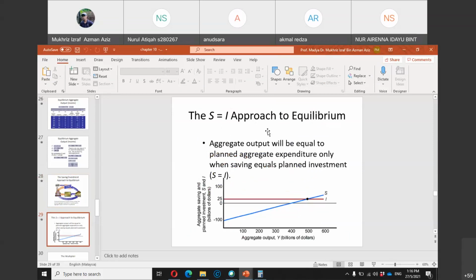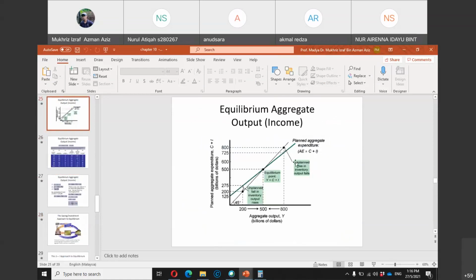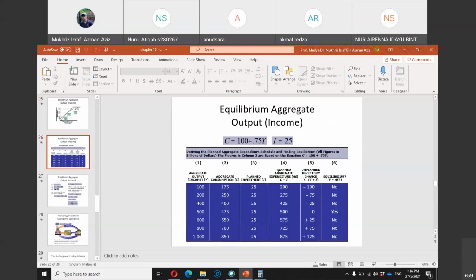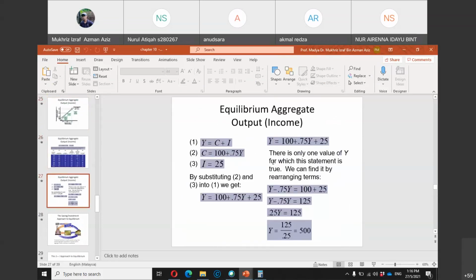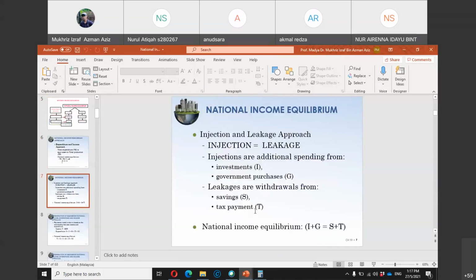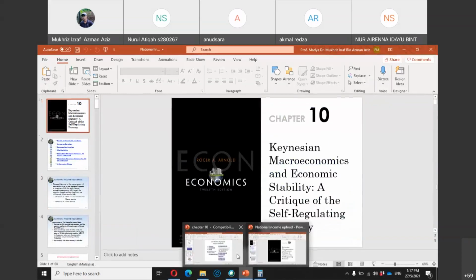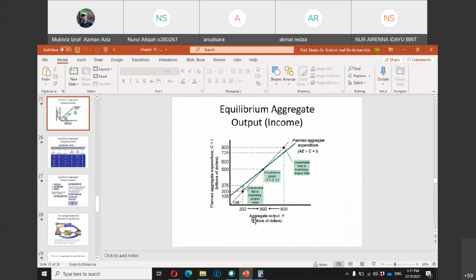Another way to calculate equilibrium, if you look at this diagram: I think last Monday we stopped at this slide here. We will continue a bit here, and then I will use the Arnold slides, the other slides from your OL, to continue with the remainder of chapter number 10.